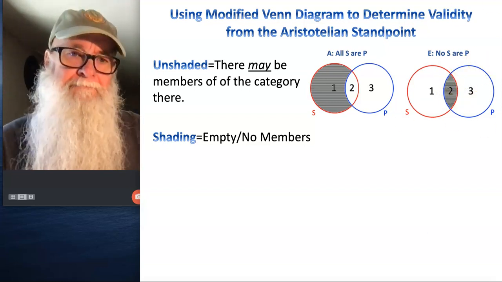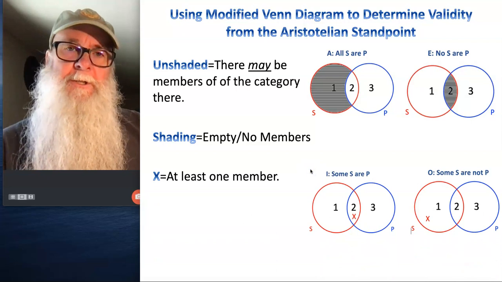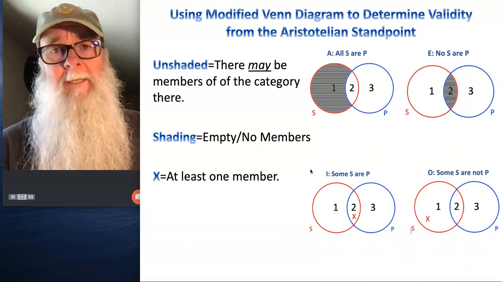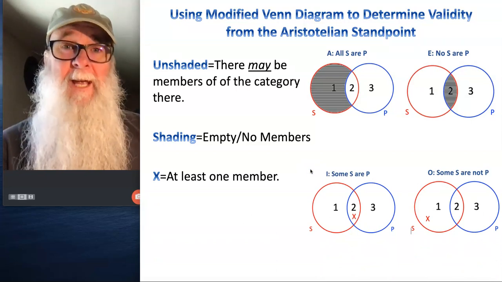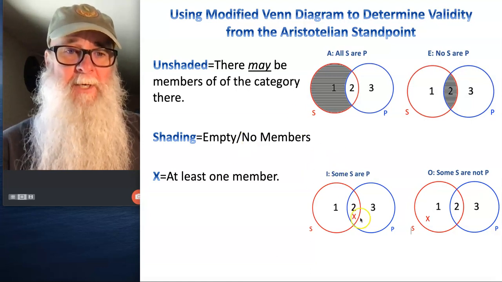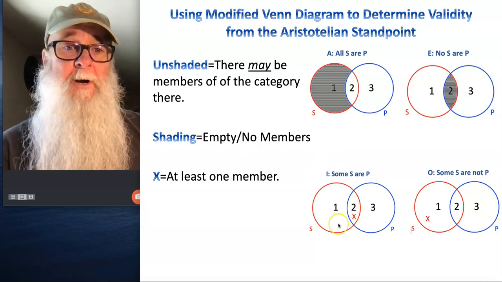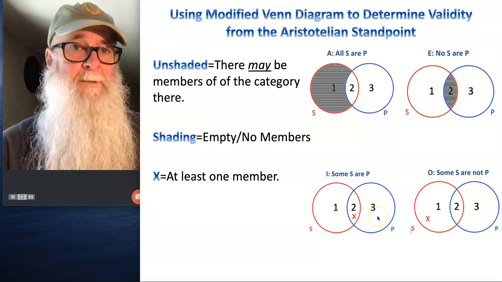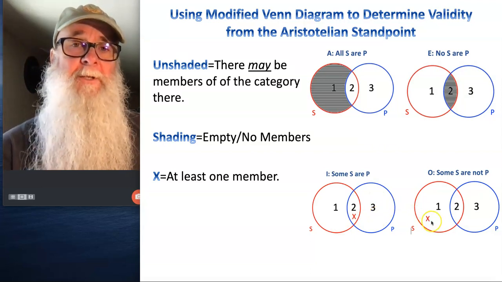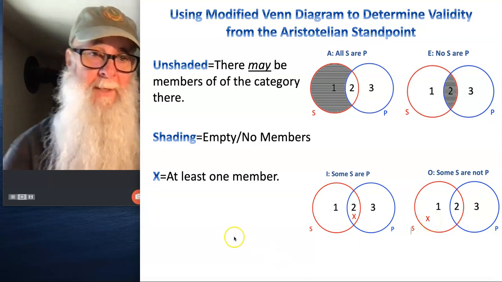Now, on the other hand, when we want to show a particular statement, like an I statement or an O statement, we mark a single X in the appropriate area. So we mark an X here in area 2 to show that there are some S that are also P. And we mark a single X here in area 1 when we want to show that there are some S that are not P. Okay?